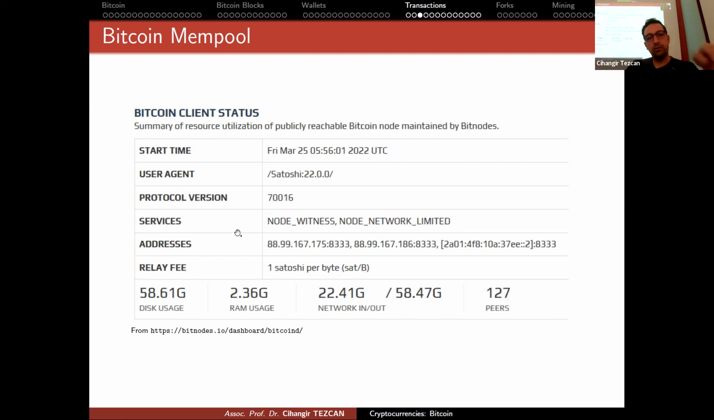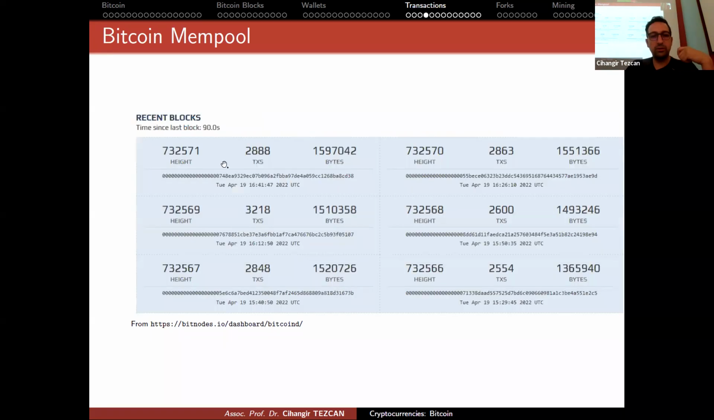Here, if you visit the web page, you will also see what happened in the recent blocks. I took this picture probably a few weeks ago. So as you can see the block height, how many transactions it includes, and how many bytes that block consists of. And here, as you can see, there are many zeros. So this is the solution of the hash puzzle.